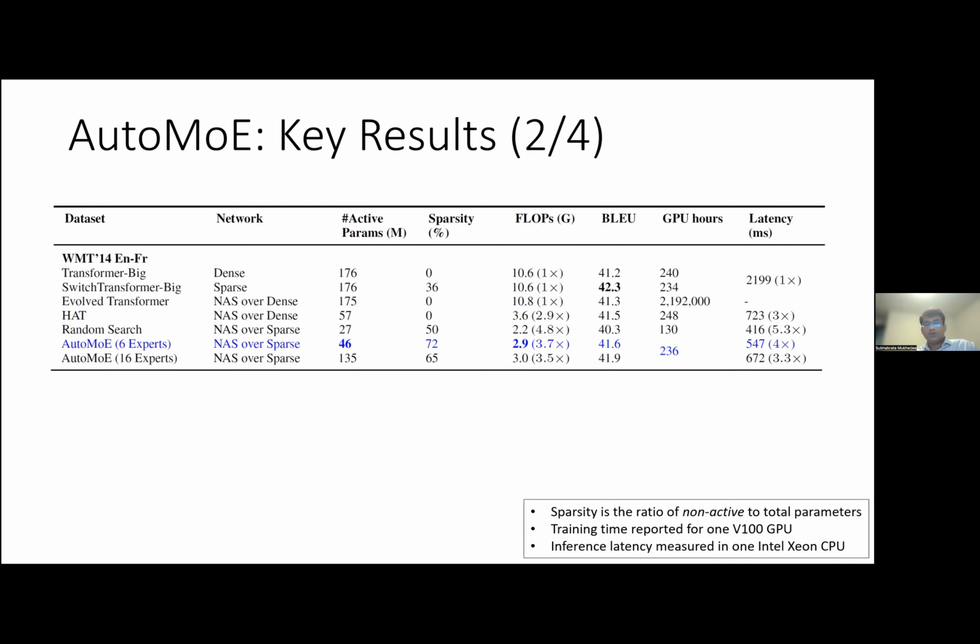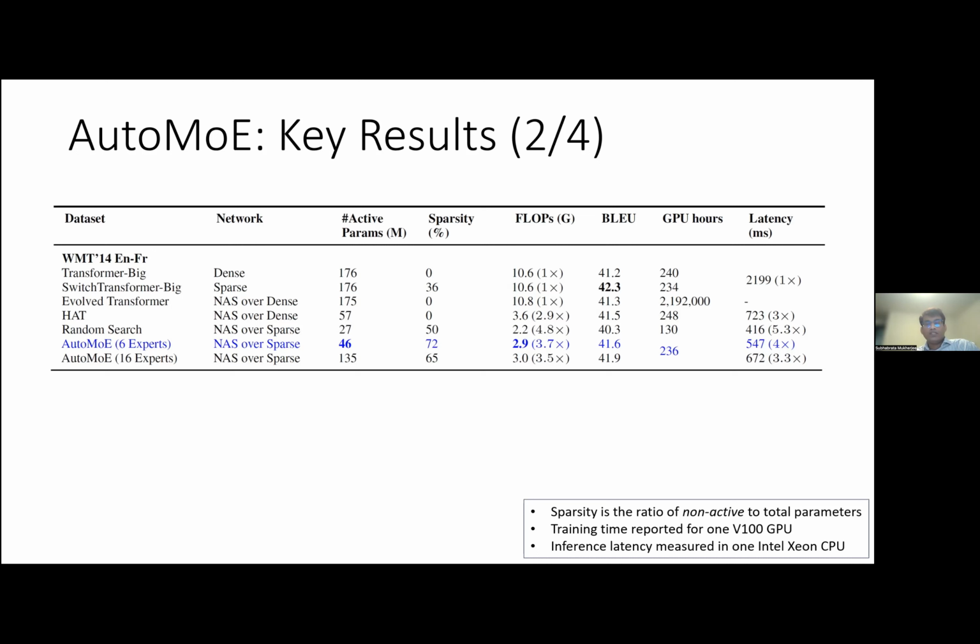In case of dense models like Transformer Big or any of the NAS over dense models like Evolved Transformer and HAT, the sparsity is 0 because you are activating all the parameters. The MOE models like Switch Transformer Big is the MOE counterpart of the Transformer Big model, and it has a certain non-zero sparsity, and so are the last 3 models. Random search is again one of the strong baselines that we will see. In random search, you essentially take the AutoMoE search space, but you do not do supernet training. You take all the candidates that satisfy your latency constraint, take one of them and train from scratch.